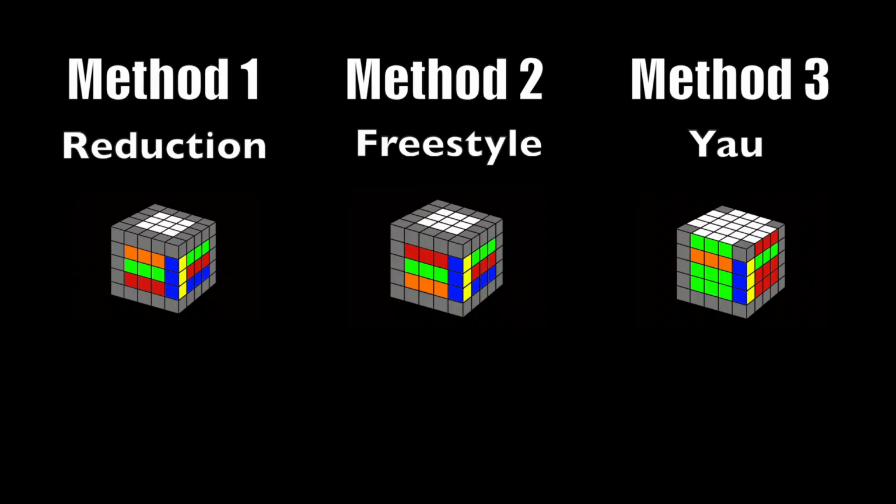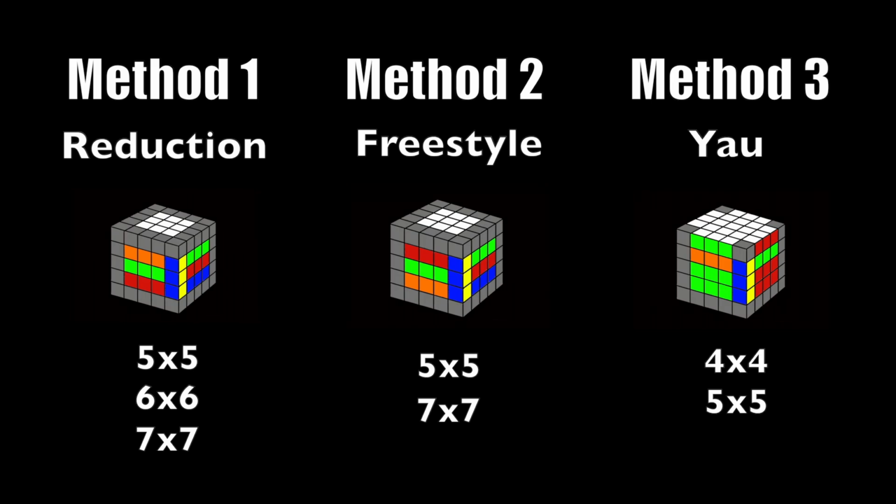Now, when it comes to method number 1, I would recommend specifically 5x5, 6x6, and 7x7 for using this method only. For method 2, I would recommend using only 5x5 or 7x7 for this method. And method 3, I would only recommend 4x4 or 5x5. The reason why I recommend these, you'll be able to understand when I go later on into these tutorials, all 3 of them, and you'll clearly be able to tell why I recommend them.